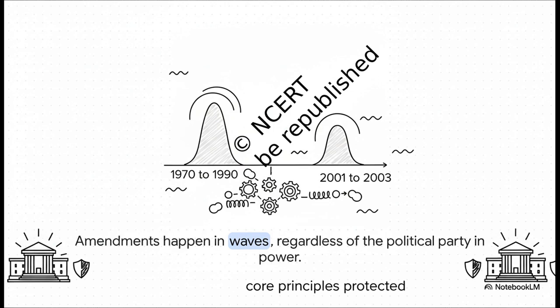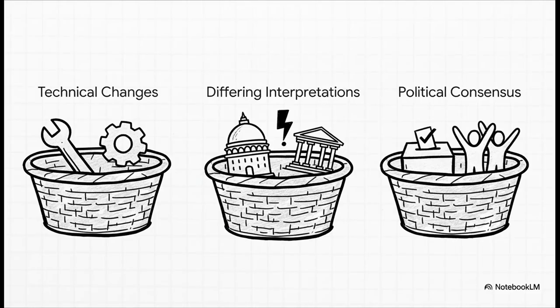Look at that big burst of activity between 1970 and 1990. And then another one around the early 2000s. This shows that our Constitution isn't just being changed randomly. It's responding to the big political and social shifts happening in the country. It's reacting to our needs, which is exactly what a living document should do. So, why so many amendments?